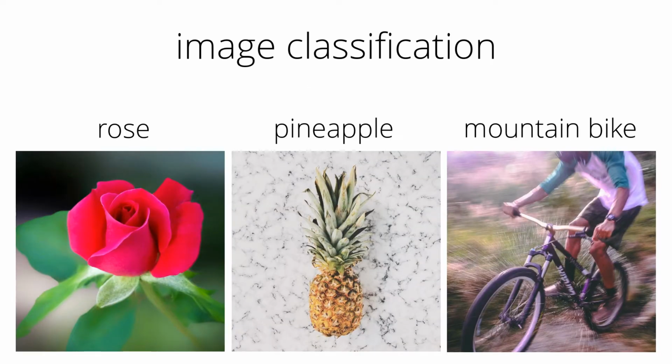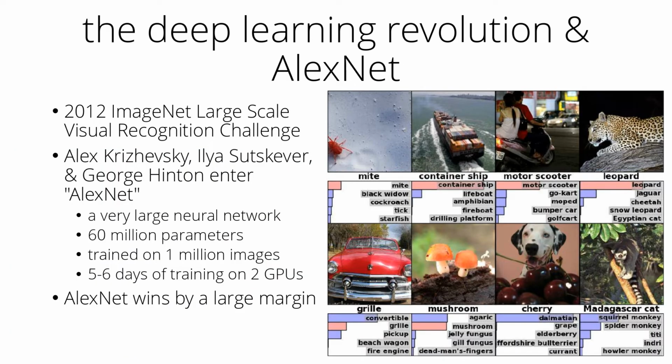This dissertation will consider deep neural networks, which have historically been tied to the task of image classification. Image classification is when you try to automatically determine which class of objects an image belongs to. So it could be a rose, pineapple, or mountain bike, for example. Historically, there have been a lot of methods to approach this problem, so different computer functions and algorithms. One method for approaching this problem is using neural networks.